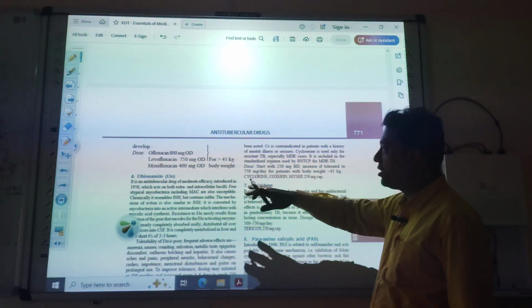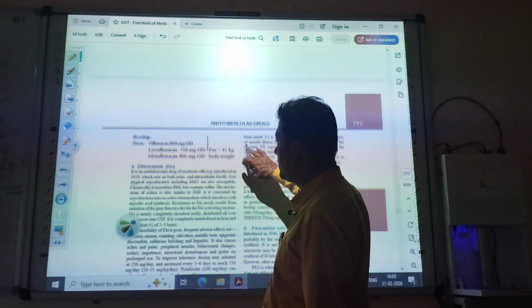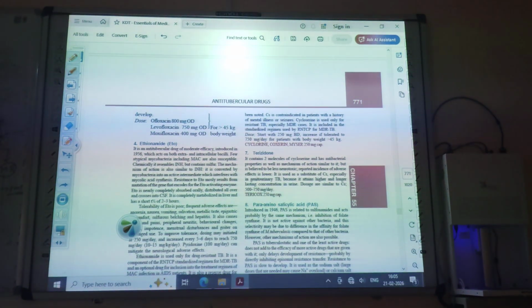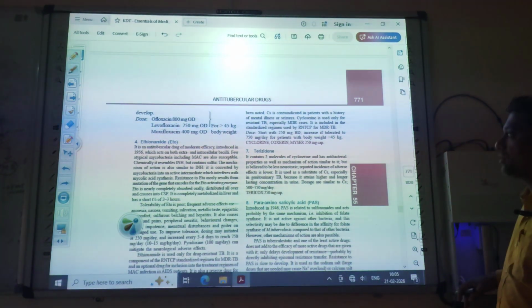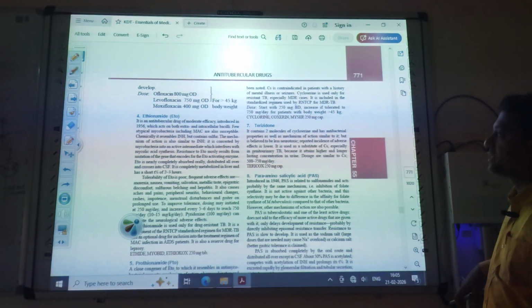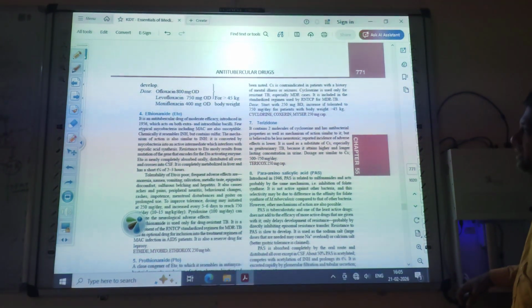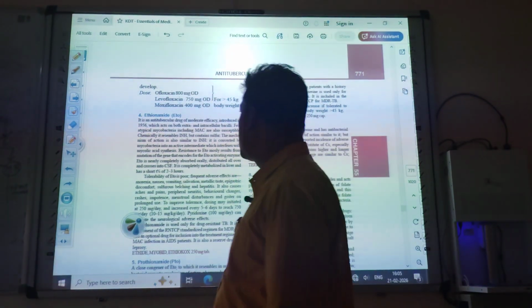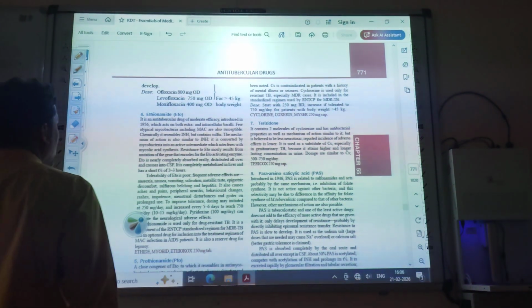And the next is ethionamide, ETH, ethionamide. This is also a second line antitubercular drug. It is an antitubercular drug of moderate efficacy introduced in 1956. Okay, ethionamide, ETO, capital E, small t and small o. Okay.